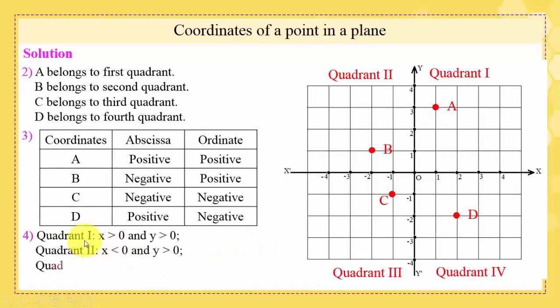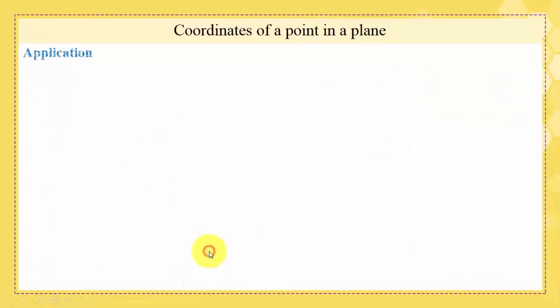Then, quadrant 1, x positive and y positive. Quadrant 2, x negative and y positive. Quadrant 3, x negative and y negative. Quadrant 4, x positive and y negative.